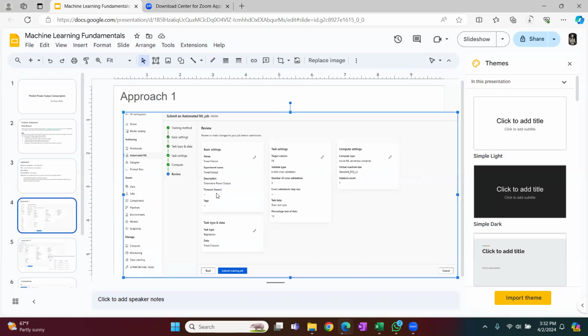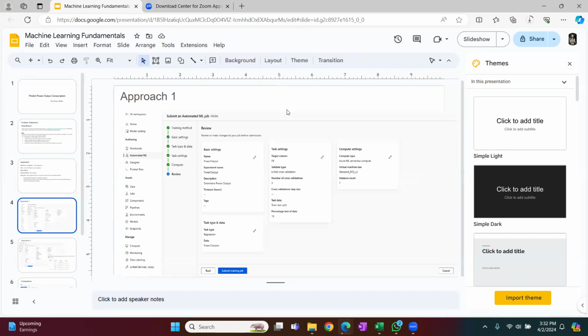So this is approach one. When this was set up in Azure AI ML Studio, the task type used was regression. The target column is output energy, with k-fold cross validation, and the number of cross validations was 3. Of the entire data set provided, 10% was used for testing the data. This was approach 1, or run 1.